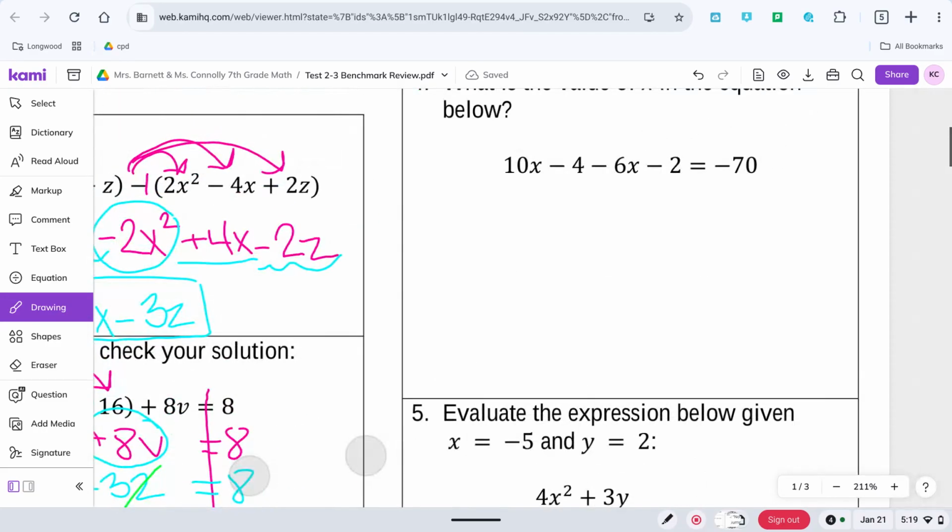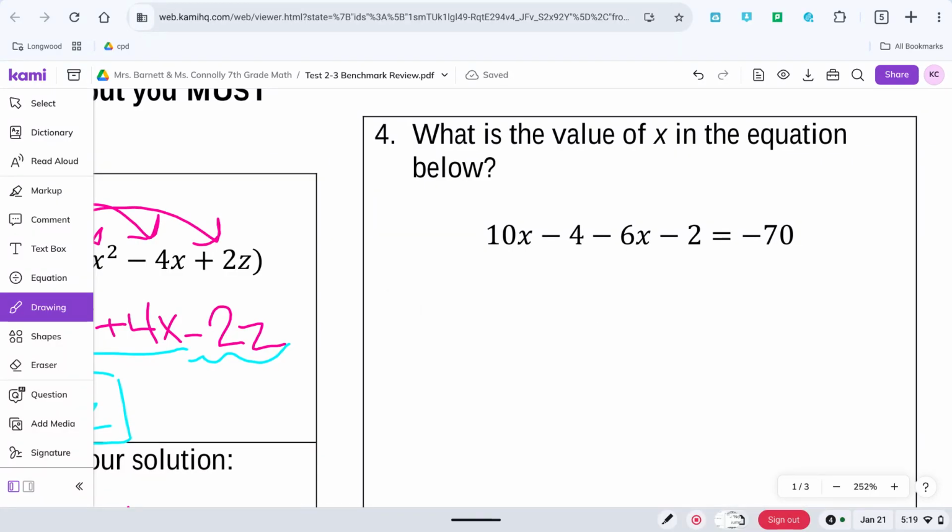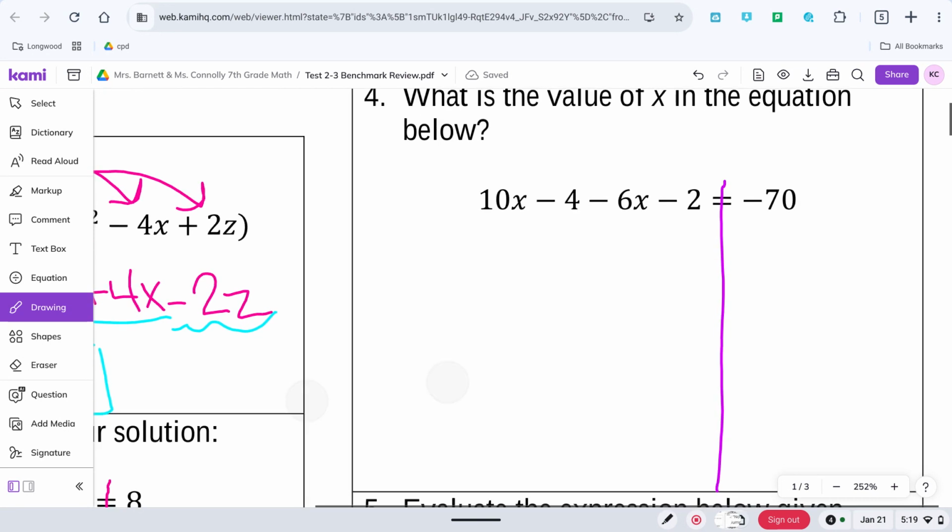Of course, there's no check on that, but if you have extra time on the test tomorrow, as a good test taker, you would go ahead and check it. You can always go back to it and just check your work on questions like that.